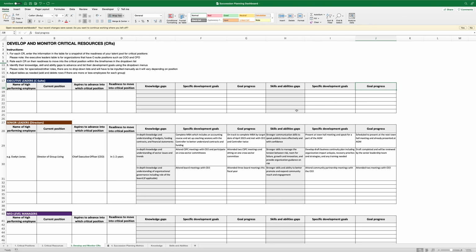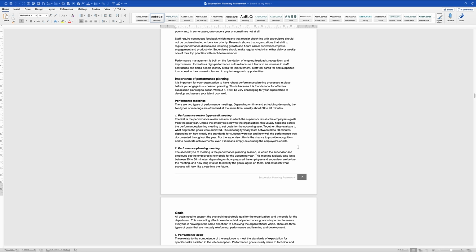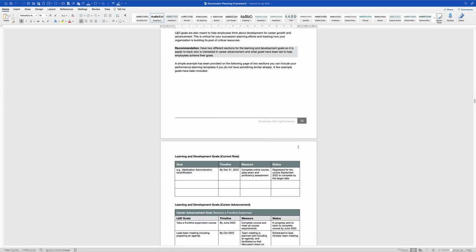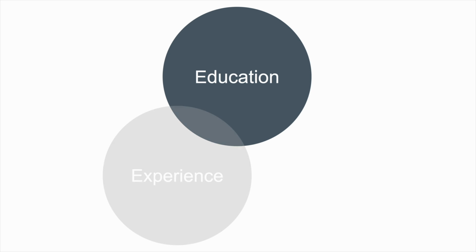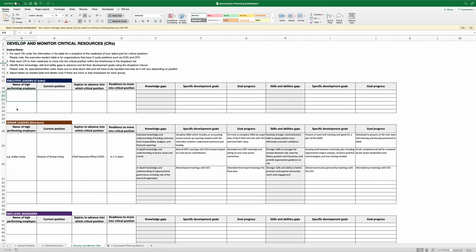However, before you complete the worksheet, as mentioned on pages 15 and 16, ensure that your organization has effective performance planning in place so that specific learning and development goals are set with timelines. As your organization thinks about developing its critical resources, keep in mind the 3 E's of talent development: education, experience, and exposure. For each CR, enter the information in the table for a snapshot of the readiness of your talent pool for critical positions. Please note the Executive Leaders table is for organizations that have C-suite positions such as COO and CFO.